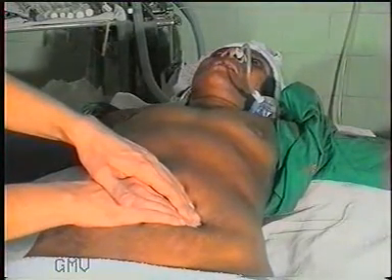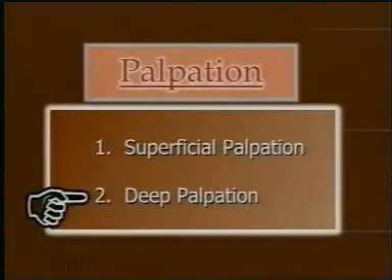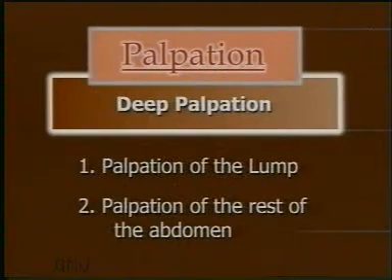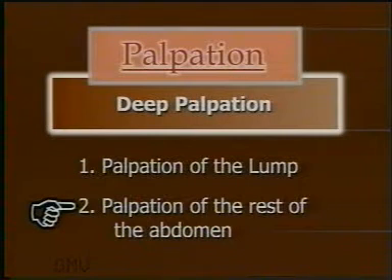Note the acute pain on withdrawal of the palpating hand. In presence of intestinal obstruction, rebound tenderness suggests strangulation. Now let us proceed to deep palpation. This includes a detailed palpation of the lump first and then palpation of the rest of the abdomen.